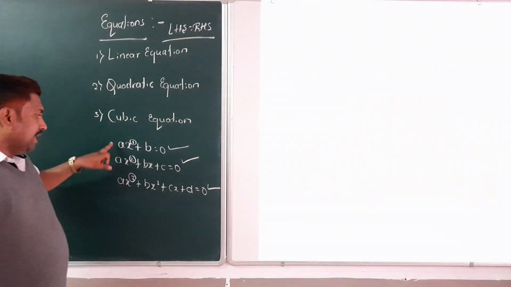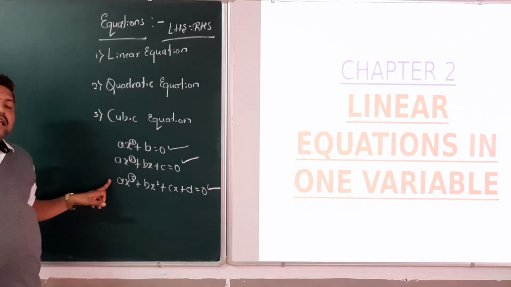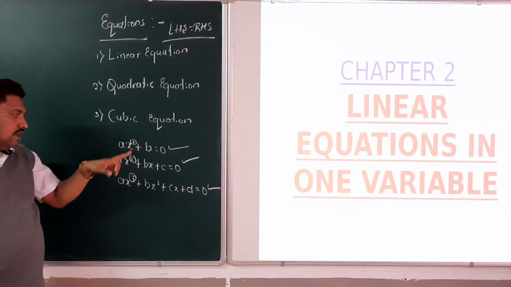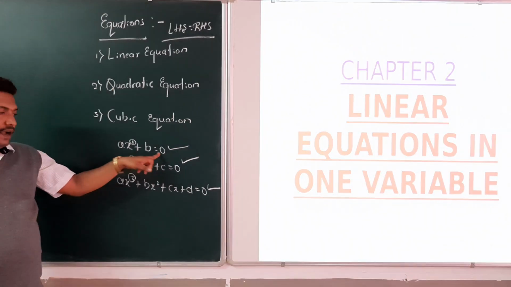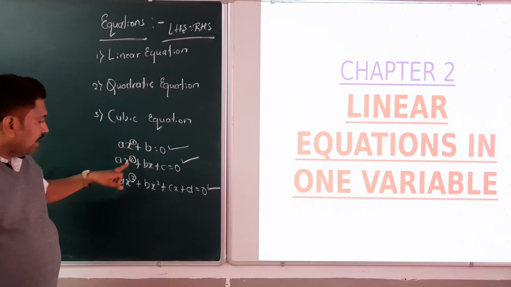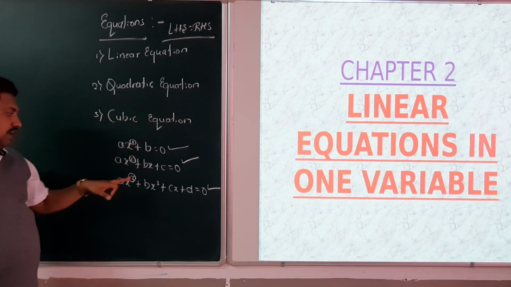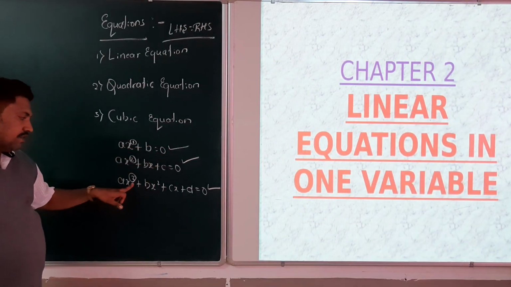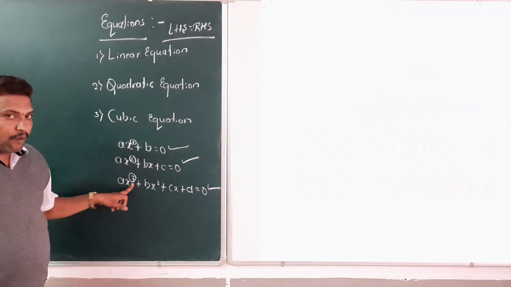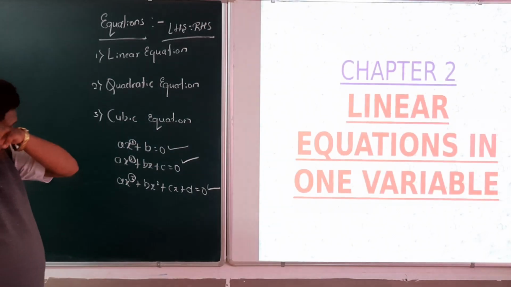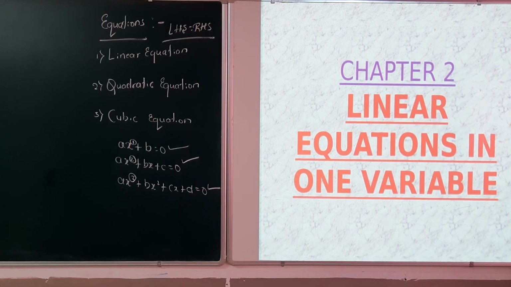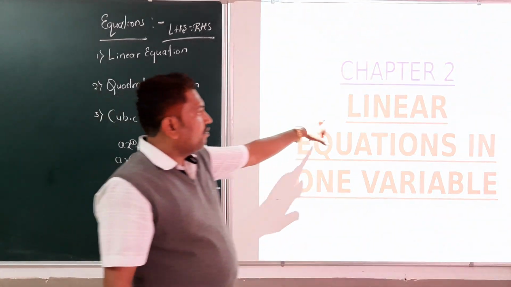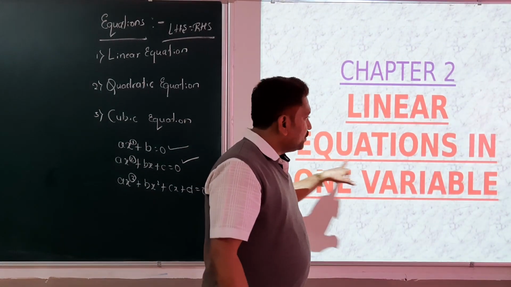See, what I wrote are the standard forms of the equations. First one, linear equation, that is ax plus b. The degree of the equation is 1. In a quadratic equation, the degree of the equation is 2. In the cubic equation, the degree of the equation is 3. My point is clear. Now it is clear, the types of equations and linear equations.